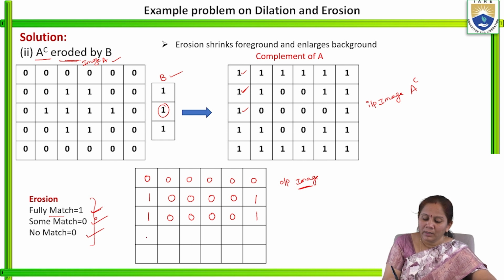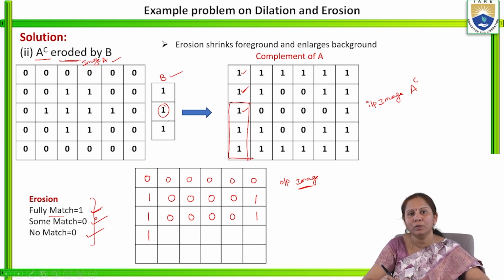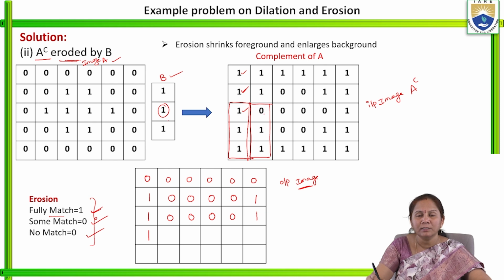Now, to find the next element, shift the structuring element such that this value will become the center pixel value. Here, this is the center pixel we need to find, and only the B element origin will lie here. So 1, 1, 1 compared to B is a total match, so the output value will be 1. Shifting the structuring element, there is only some match because there is a 0 instead of 1, so the output will be 0.